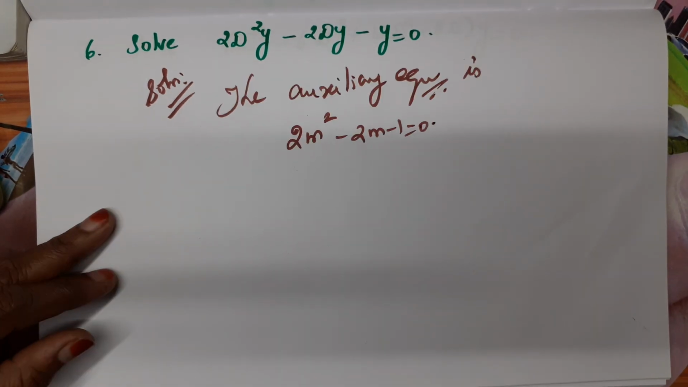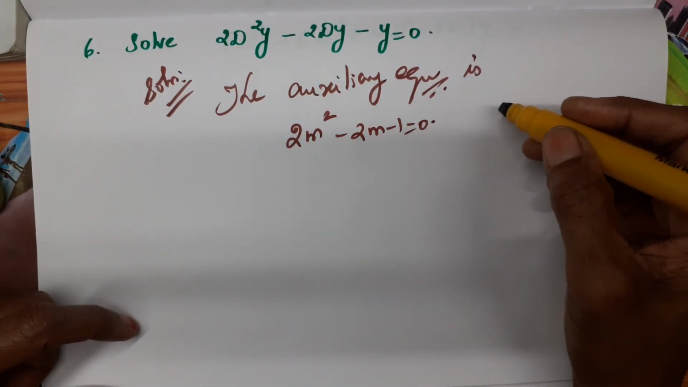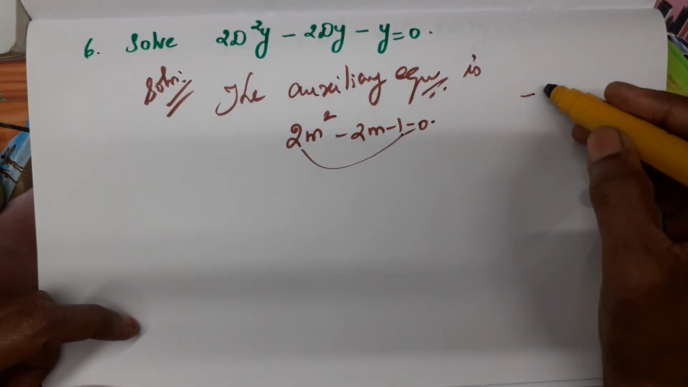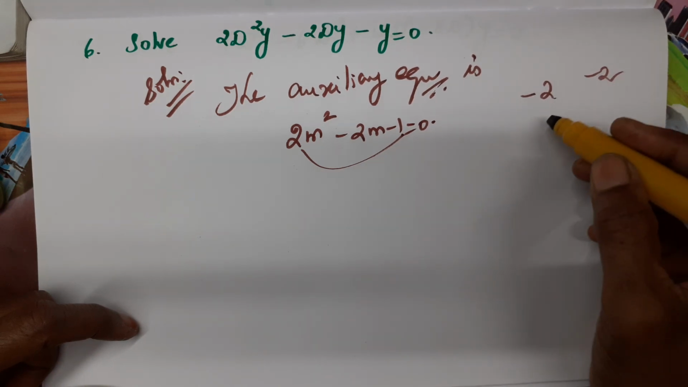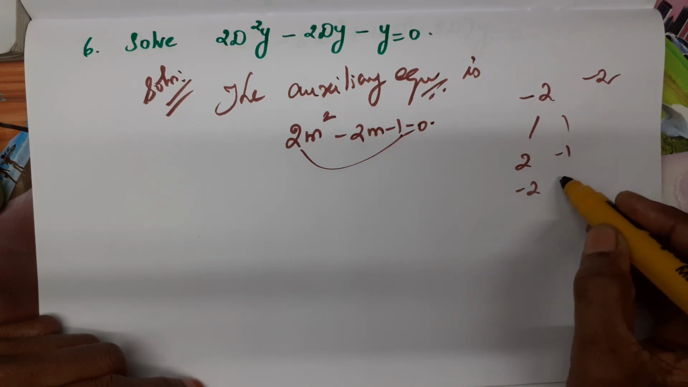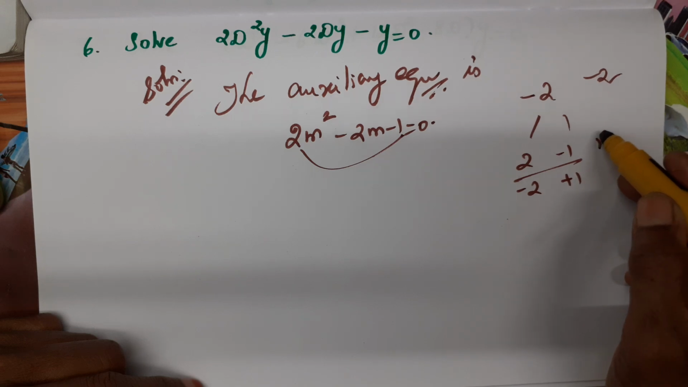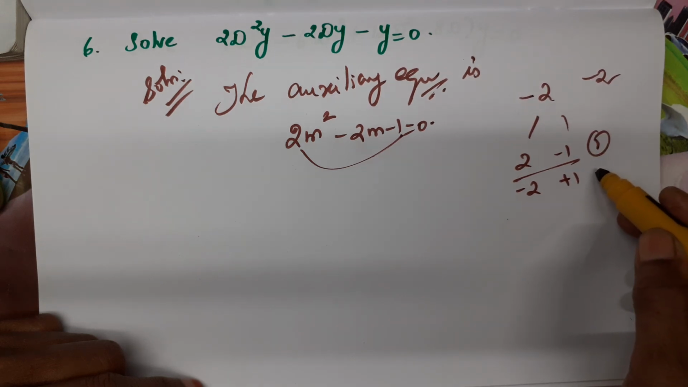This is the auxiliary equation: 2m squared minus 2m minus 1 equal to 0. The product is minus 2 and the sum is also minus 2. Minus 2 means 2 minus 1 or minus 2 plus 1. When we add this, it is plus 1 and this is minus 1.